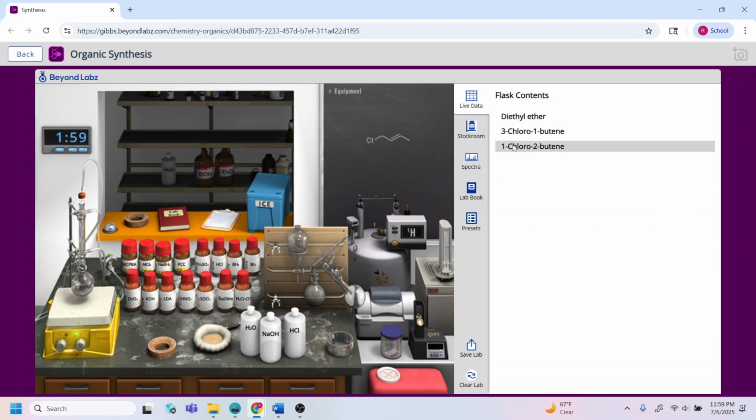I have both products. I have the 1,2 product, which is the 1,2 product that I want. And this is the byproduct, which is the 1,4 product that I do not want. Now, because both of those are organic, I cannot get rid of those by extraction. This is why I would need to use distillation. But before using distillation, let's get rid of the diethyl ether by extraction.